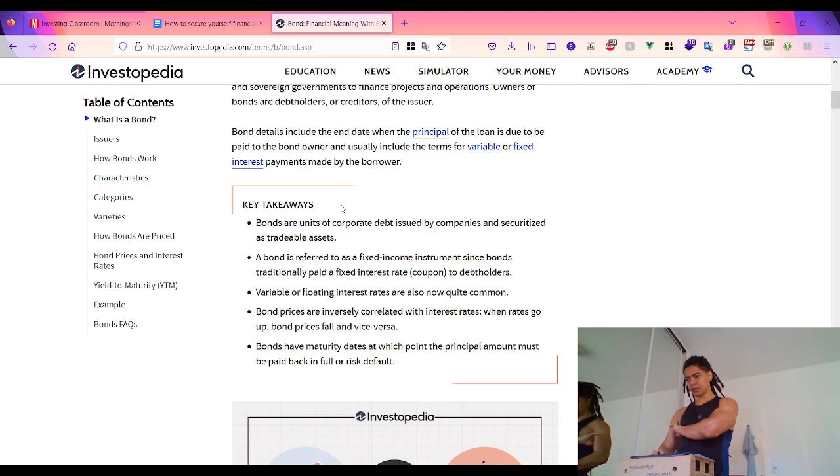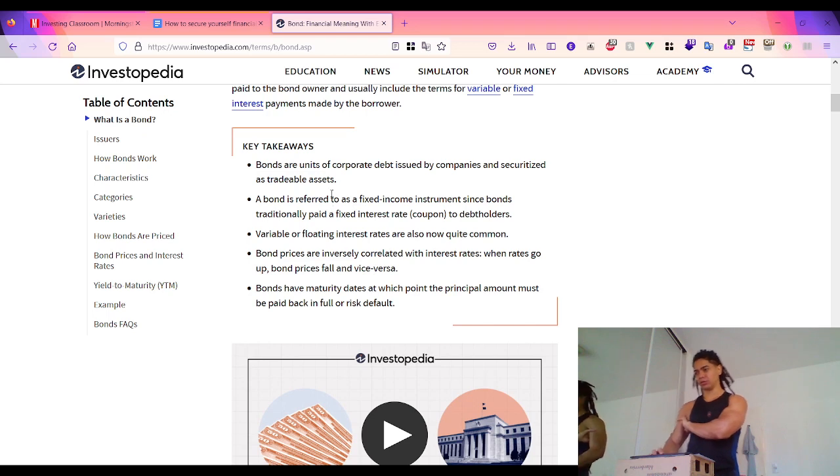A bond is referred to as a fixed income instrument since bonds originally pay fixed interest rates, or coupons, to debt holders. Variable or floating interest rates are also now quite common.